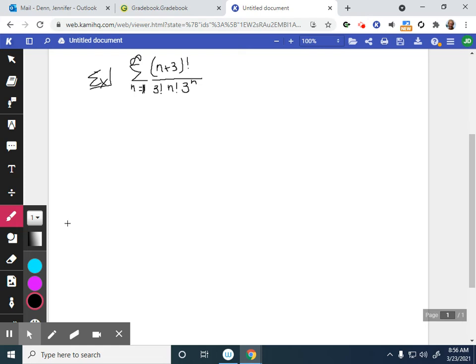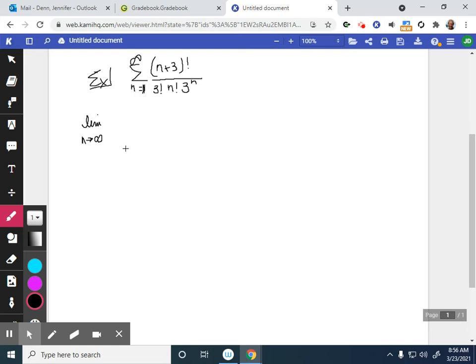Spoiler alert, whenever I have factorials, unless it's a really simple problem, I'm going to be using the ratio test. So I'm going to use the ratio test for this, but it's going to look really crazy. So let's see what it looks like. I'm going to take the limit. Maybe you want to pause the video and set the limit up yourself to make sure you have it right. So I'm going to be making a really big fraction out of this.